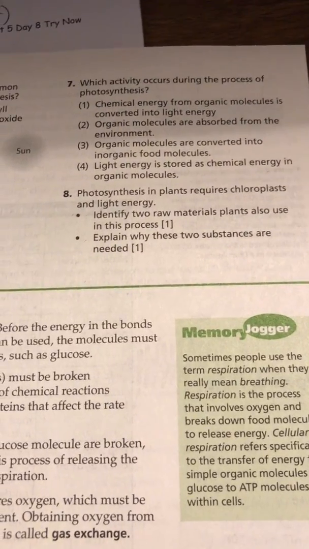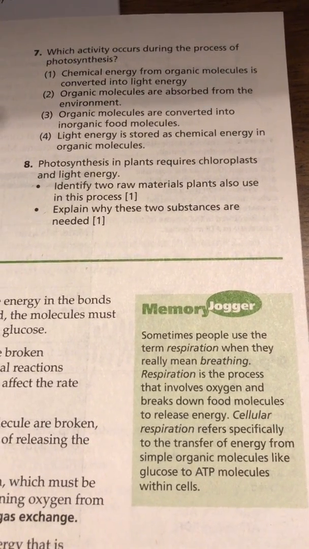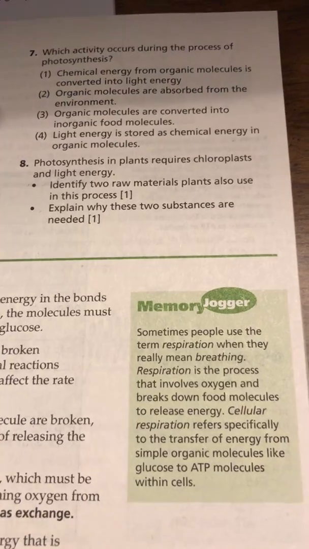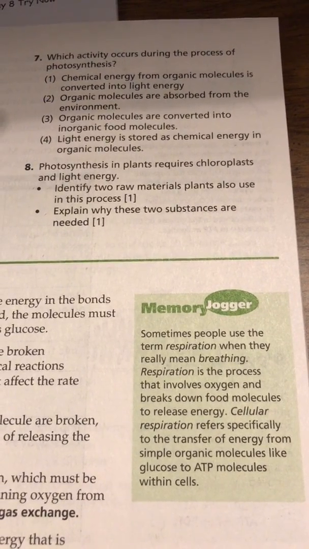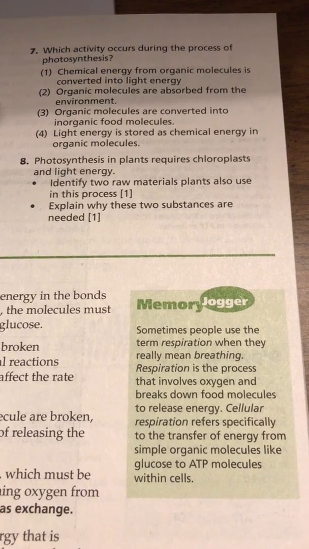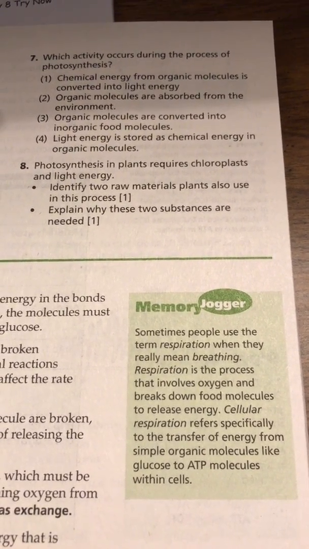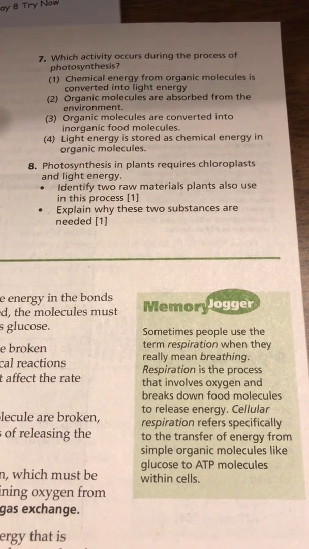Number 7. Which activity occurs during the process of photosynthesis? 1. Chemical energy from organic molecules is converted into light energy. 2. Organic molecules are absorbed from the environment. 3. Organic molecules are converted into inorganic food molecules. Or 4. Light energy is stored as a chemical energy in organic molecules.